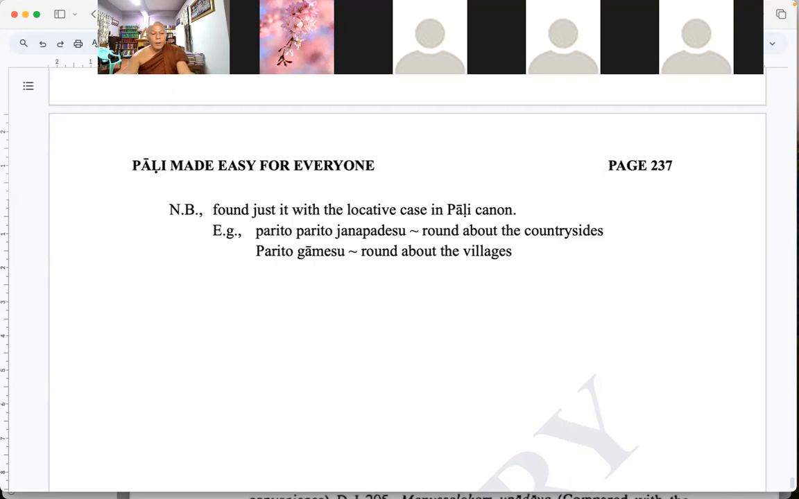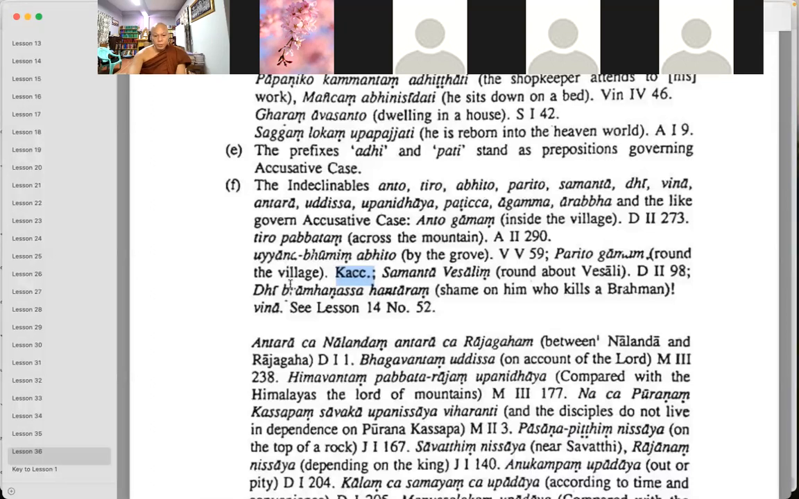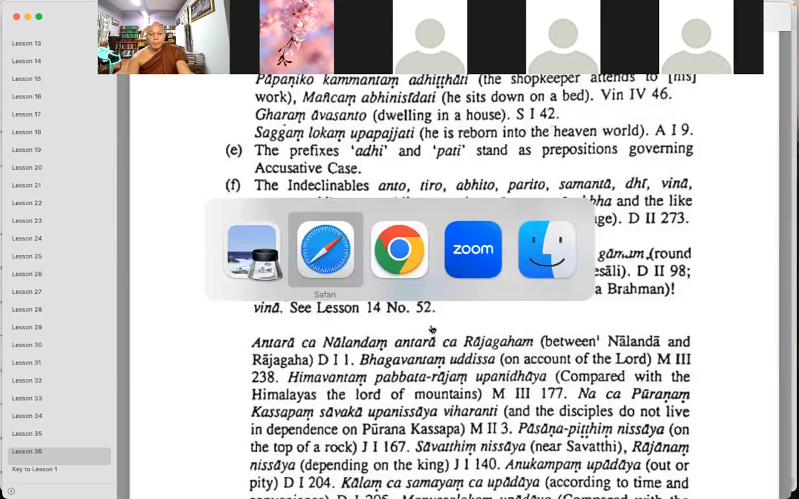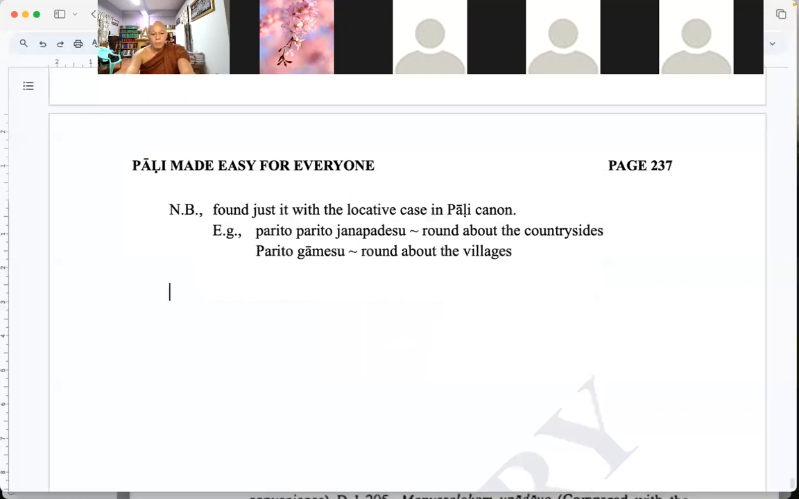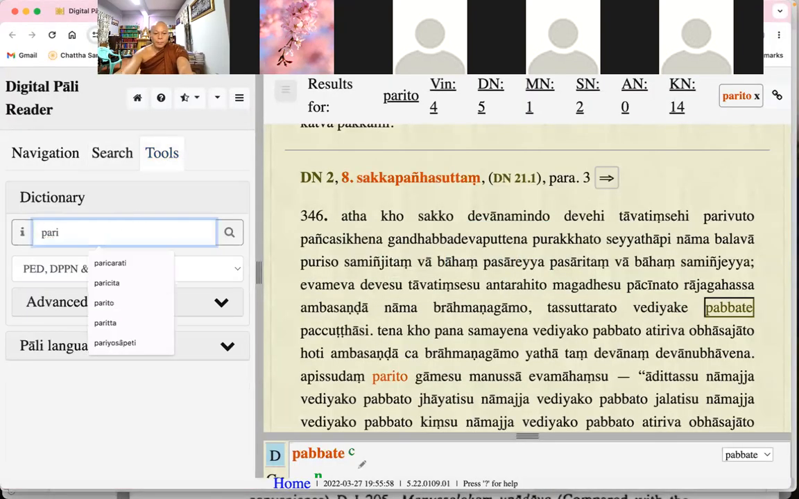So, and then another word is samanta, right? So, yeah, samanta vesaliyam. Samanta is also the same as parito or abhito, you see? Samanta vesaliyam, round about Vesali. Okay, so round about that, let's see, in the text, in the dictionary.